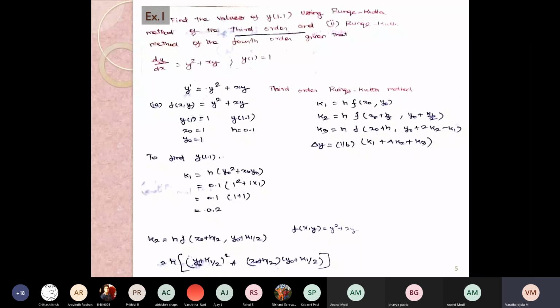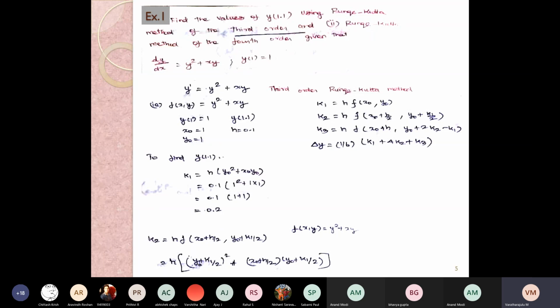What we have, our function is y square plus xy, isn't it? F of x comma y is equal to y square plus xy. Therefore, instead of y square, we apply y naught plus k1 by 2 the whole square, plus we need to adjoin h by 2 with the x naught and k1 by 2 with the y naught respectively.